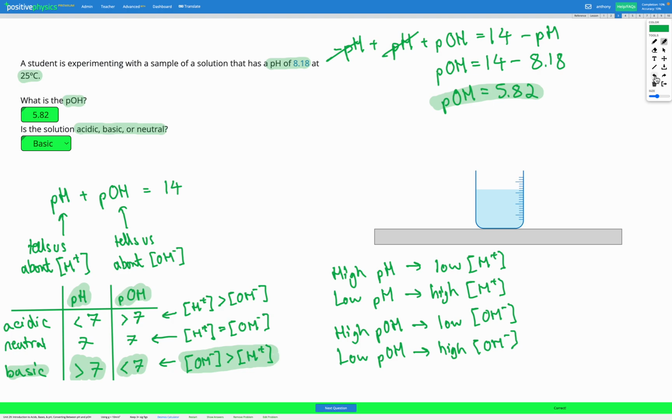And that matches up with what we've said over here, because we have a higher value of pH, which means we have a lower concentration of H plus, and we have a lower value of pOH, which means a higher concentration of OH minus. Since we have more OH minus than H plus, we have a basic solution.